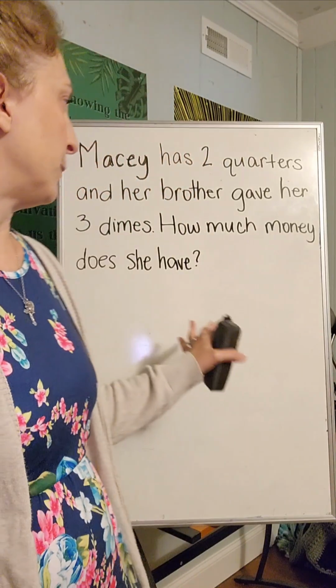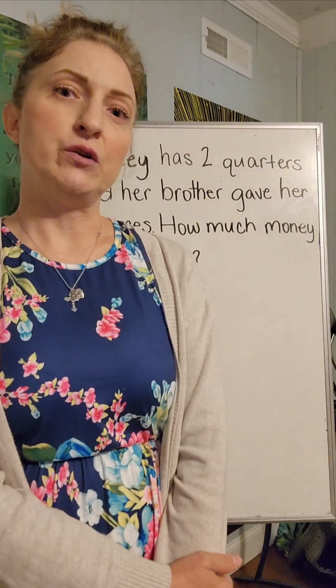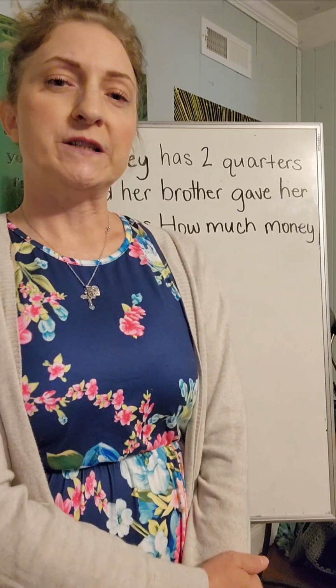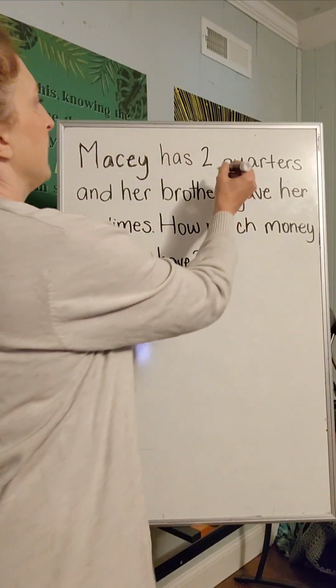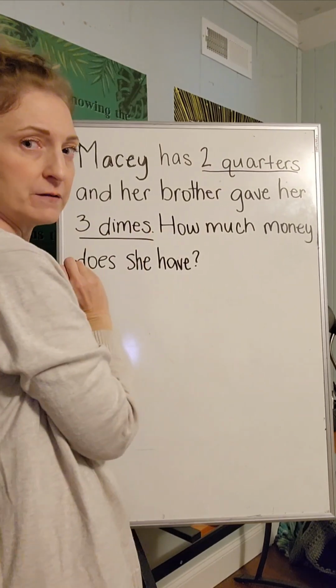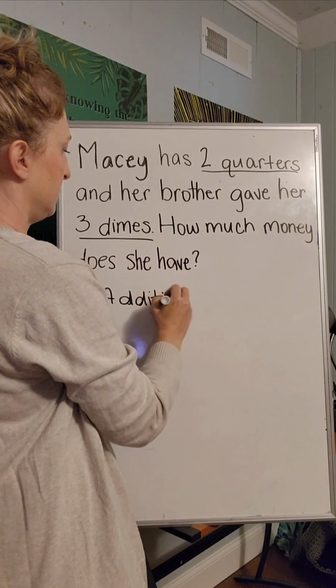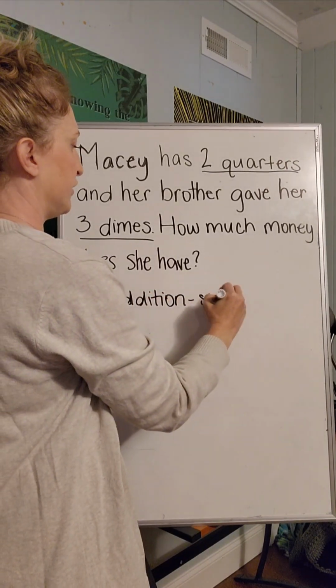In order to choose a strategy, we would go back to our word problem, reread it, and determine if we need to add or subtract. We would discuss that again as a class out loud, and we would determine that we need to use addition. That would be our strategy. So we would need to add our 2 quarters and our 3 dimes. Addition is our strategy.